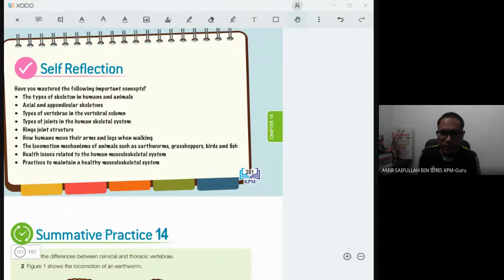What will happen if our spinous process broke? Does it affect our nervous system? Spinous process broke.